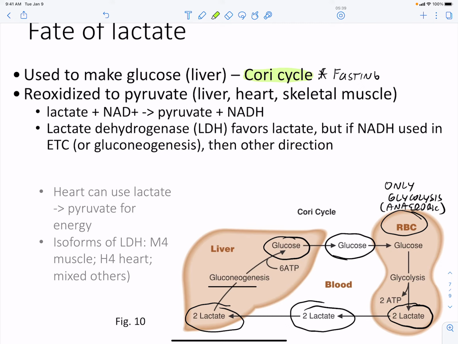Now your lactate is also going to be picked up by other cells, such as your heart. There are different forms of lactate dehydrogenase. We have our muscle form, and we have our heart form, and other tissues have mixed versions of lactate dehydrogenase. Now, lactate dehydrogenase is going to favor lactate, but if you have NADH, for example, then it's going to favor going to pyruvate.